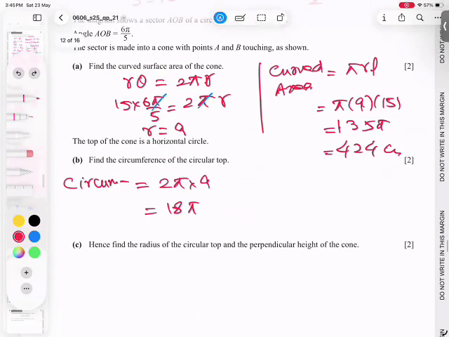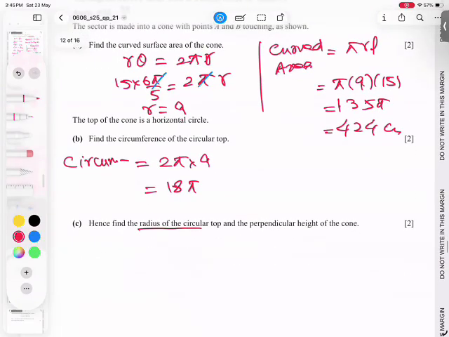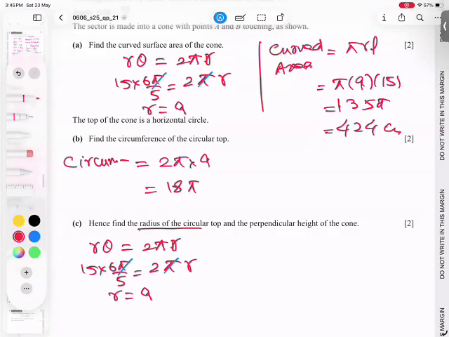But now he's asking for the radius of the cone, which we got already. You can see it on the top, and I can copy paste this here and bring it down, no problem at all. And now the perpendicular height, we have to find by the Pythagoras theorem. And L we have 15 and radius is 9, height is the target.